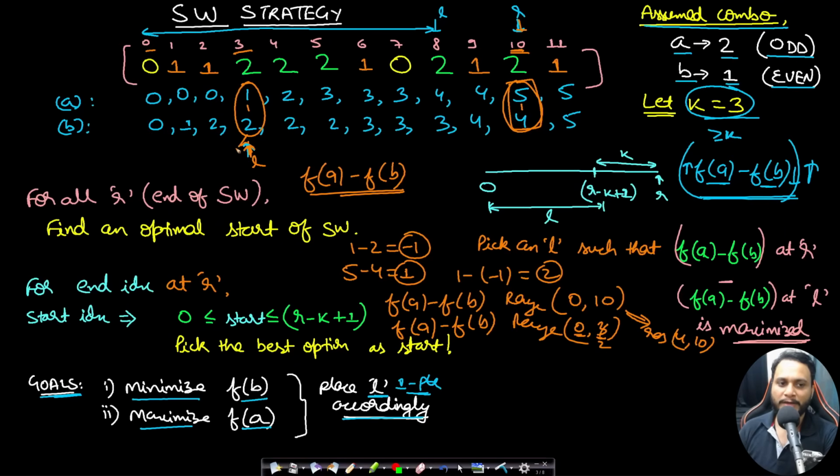So that means I have to look at the previous value. So this value, right, not 1 comma 2 but 0 comma 2. So if you subtract 0 with 2, then this will be minus 2. If you subtract 5 from 4, it will be 1. So if you subtract 1 with minus 2, then this is going to be 3. That means the f of A minus f of B value is going to be 3 in the range of 3 to 10.